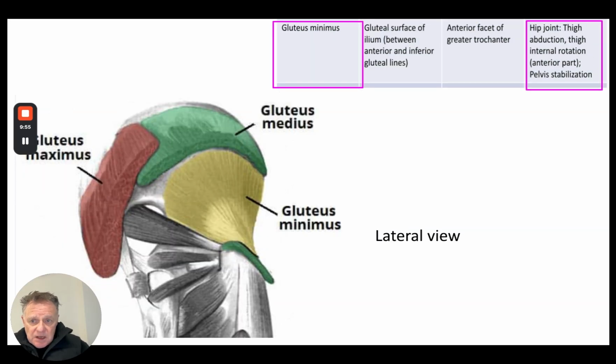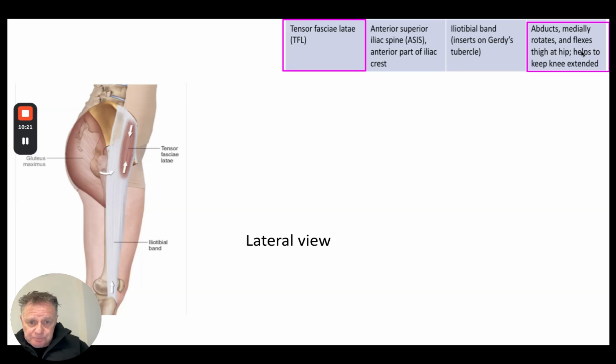And then finally, glute min. So glute max, glute med, and then deep to both of them is glute minimus, from the gluteal surface of the ilium into the greater trochanter as well. Abduction of the hip, and again, it sits anterior to the axis of rotation for the hip, and as a result, it internally rotates the hip.